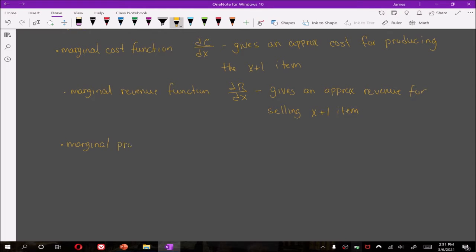And finally, we have the marginal profit, which is simply the derivative of the profit with respect to x. And it gives an approximate profit for selling the x plus 1 item.